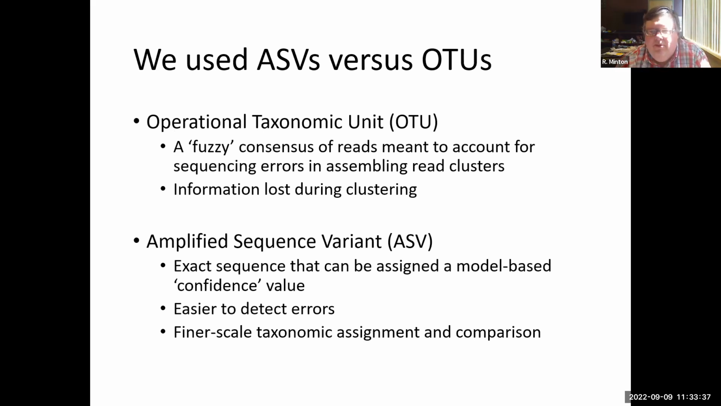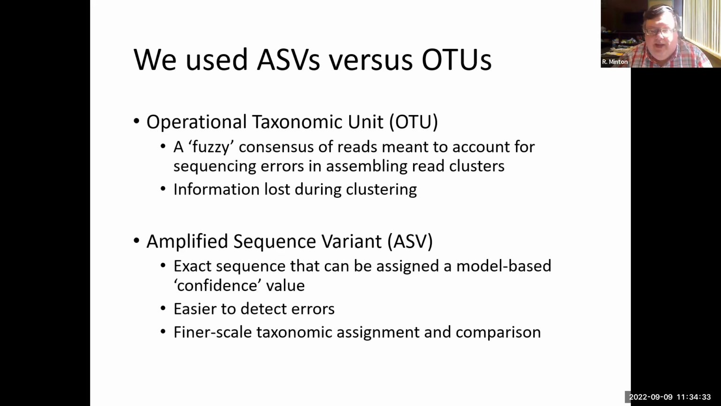If you get into the bacterial literature, you may see the difference between an operational taxonomic unit, an OTU, and one of these amplified sequence variants. OTUs are clusters of ASVs, okay? It's a fuzzy, in quotes, consensus of reads meant to account for sequencing errors. So what the algorithms attempt to do is to take all of your ASVs and at some level of confidence, combine them into these operational taxonomic units. The thought being that there's natural variation, and we want to put things that may be different but close enough together into one of these operational units. We kept it at the ASV level.